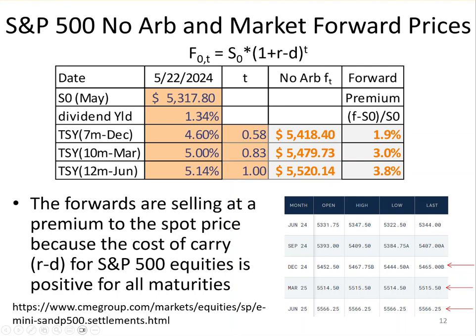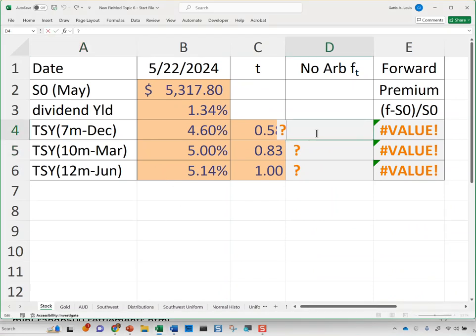So I gathered some data here on May 22nd of 2024. The spot price of the S&P 500 was 5,317, had a 1.34% dividend yield, and there were forward prices for 7-month, 10-month, and 12-month deliveries. The 7-month Treasury rate, risk-free rate, was about 4.60% annualized. The 10-month was 5%. The 12-month was about 5.14%. And as far as T, 7 months is 0.58 years, 10 months is 0.83 years, and 12 months is 1 year. So we'll go ahead and go to the spreadsheet, and we'll calculate those no-arb forward prices.